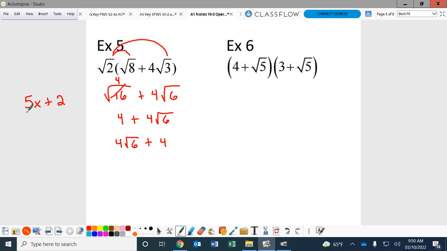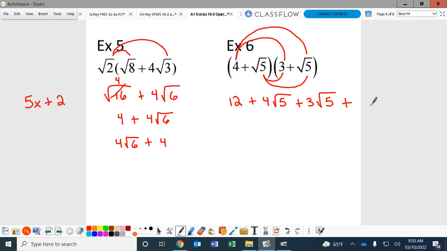Okay, guys, here we go. 4 times 3 is going to give us 12. 4 times the square root of 5 is going to give us 4 square roots of 5. Square root of 5 times 3 is going to be 3 square roots of 5. And then, guys, please, let's get this right. The square root of 5 times the square root of 5 is going to be 5. Thank you. Just 5.